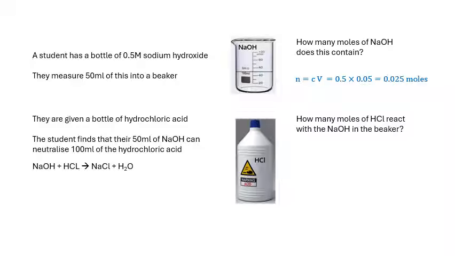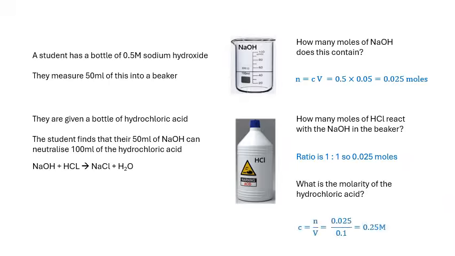Looking at the equation, the stoichiometric ratio is 1 to 1, isn't it? So the ratio is 1 to 1, so that's 0.025 moles. Okay, what is the molarity of the hydrochloric acid? There you go. It's c is n over V, so 0.025 over 0.1, because it's 100 mils, 0.25 molar. Hopefully you followed that. That's the easy example.